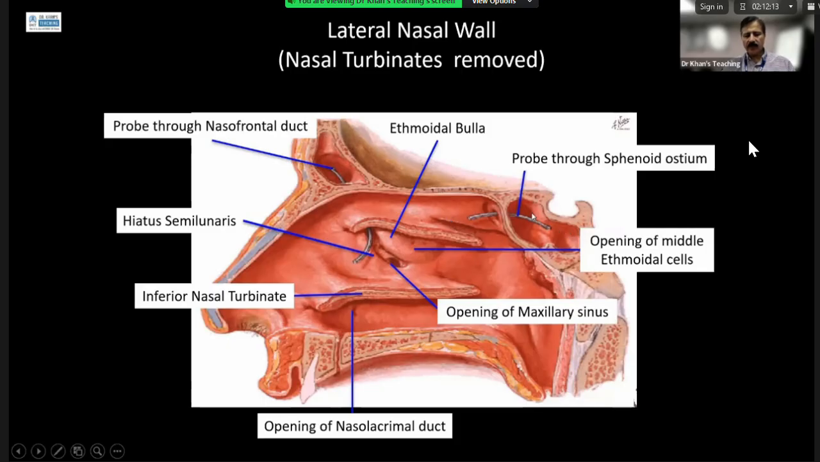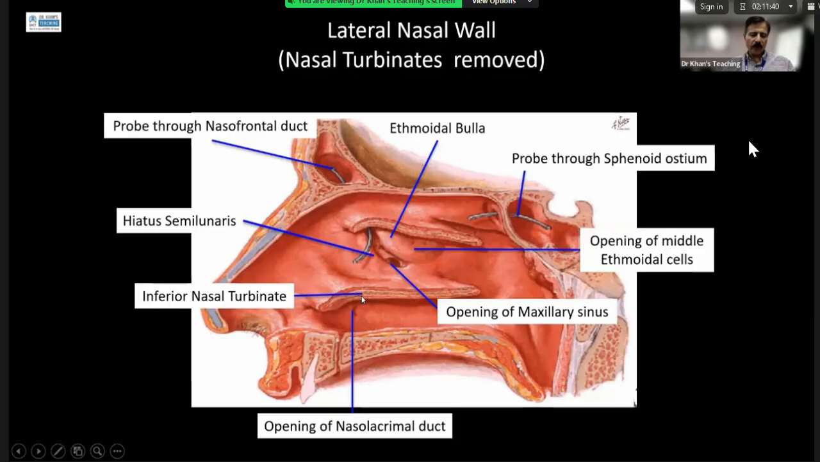Now, on the other hand, remember that two sphenoid sinuses are sitting posteriorly. These sphenoid sinuses have an ostium where the probe is here, and they ultimately open into what we call the sphenoethmoid recess. So the superior meatus also drains into the sphenoethmoid recess. The sphenoid sinus drains into the sphenoethmoid recess, and from there into the nasopharynx.